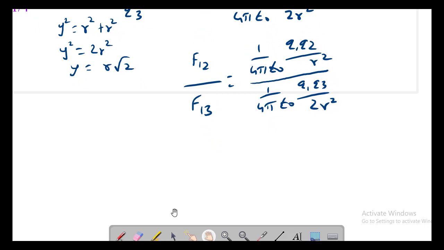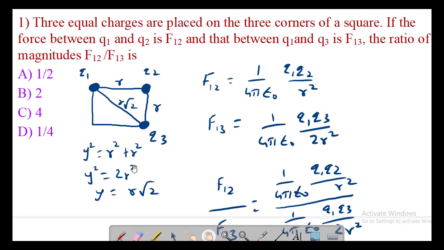So they cancel out here. Q1 Q2 gets cancelled with Q1 Q3, 4 pi epsilon 0 also gets cancelled out, and r square also gets cancelled out. So what we are left with is F12 upon F13 is 1 upon 1 upon 2. So this 2 goes up, and we get the answer as 2. So B is the answer in this case.